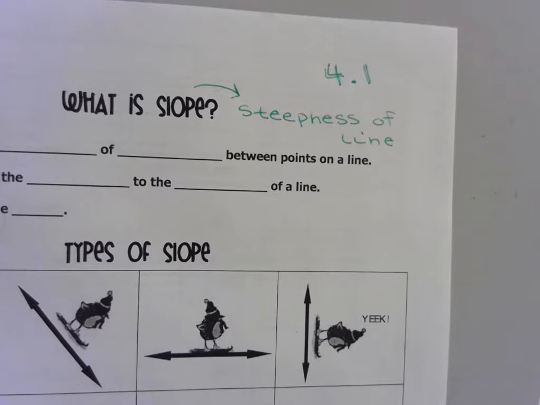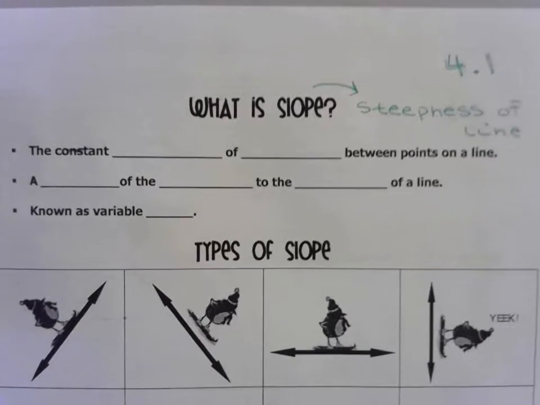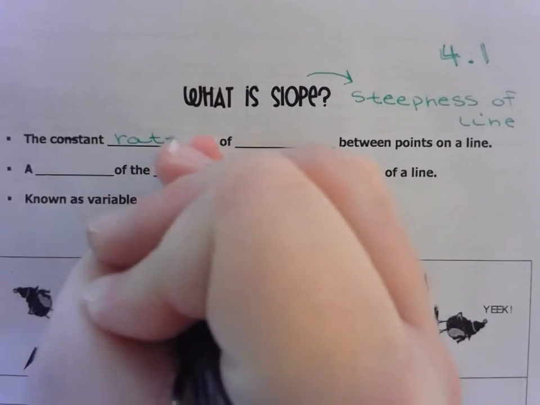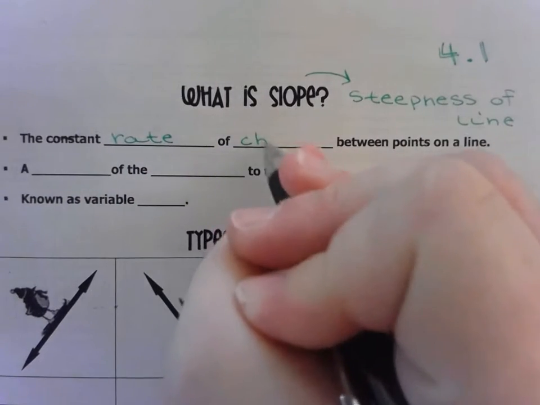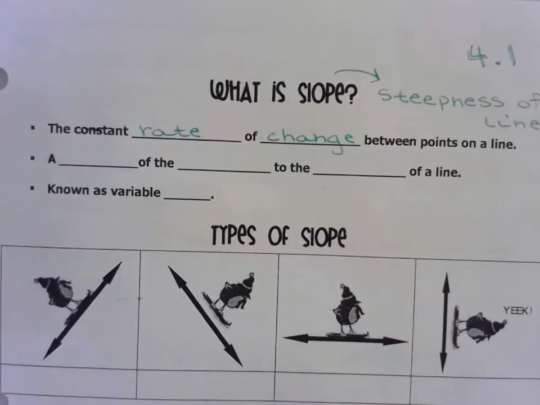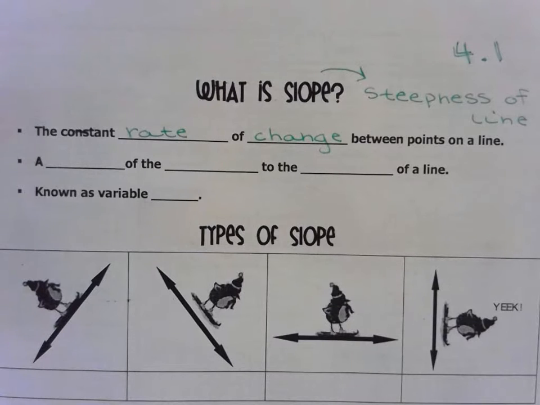Steepness of a line. So how steep is this line? That's all we're talking about when we refer to slope. There's a couple ways to represent this. First of all, it is the constant rate of change of two points on a line. This is another way to describe slope as the rate of change. How does my vertical difference change over my horizontal difference?